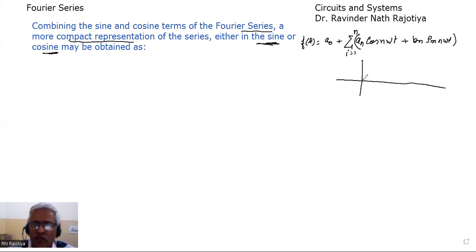For this, you remember that the first harmonic of a pulse has a period T, or f is equal to 1 by T. So this is known as your fundamental frequency.